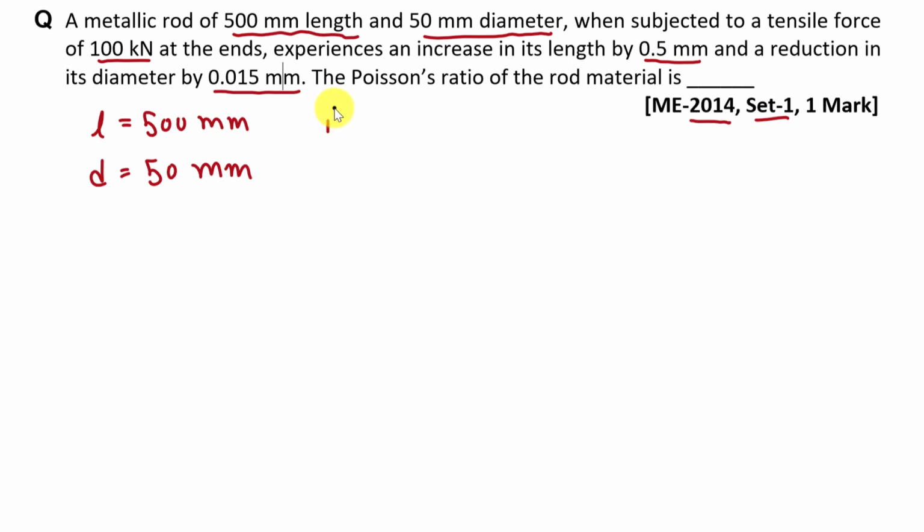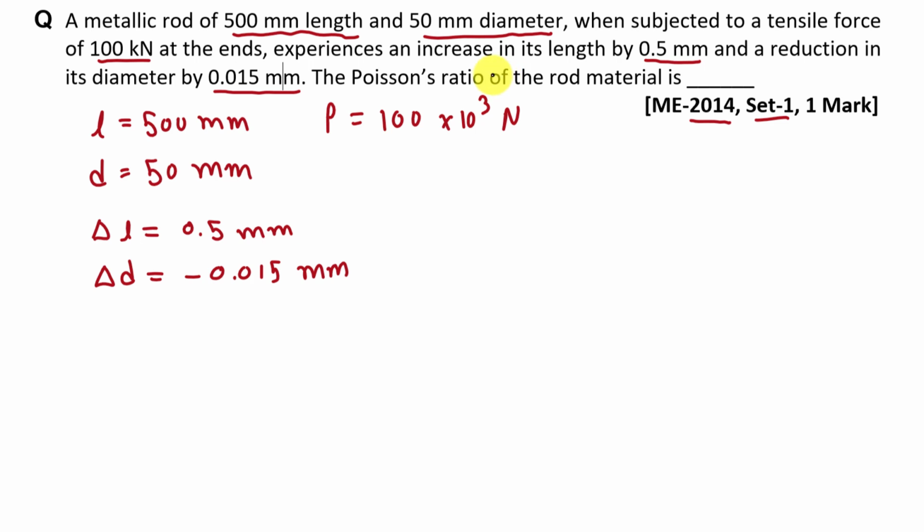After applying this load P, it is having value 100 kN, means 100 into 10 raised to 3 Newton. Its increase in length is 0.5 mm, means delta L is 0.5 mm, and its reduction in diameter is 0.015 mm, means we can say that delta D is equal to minus 0.015 mm. In this case, diameter is decreasing, so delta D will be negative. Fine. And in this case, we have to find out Poisson's ratio of this material of rod. Means here we have to find out mu.